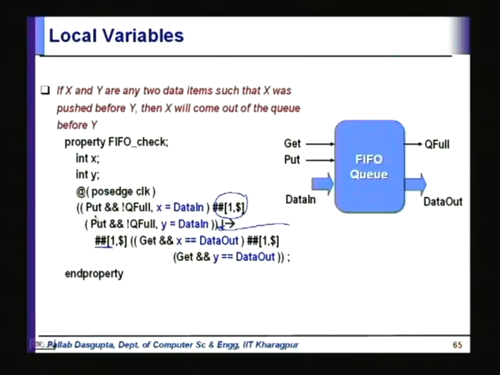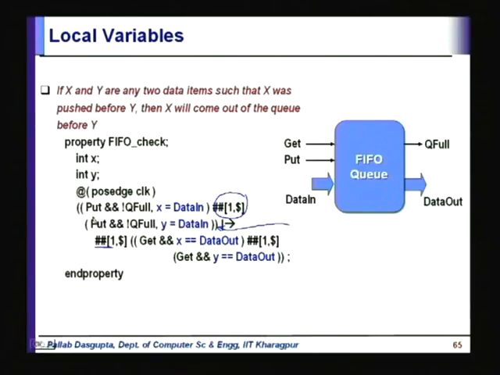So, if there was some get which removed x from the queue, then we are going to have a problem, because then you may not ever get x out, because it has already been taken out, right. So, in that case we have to rewrite the property, so that we make sure that there is no get that takes place in between these two puts.